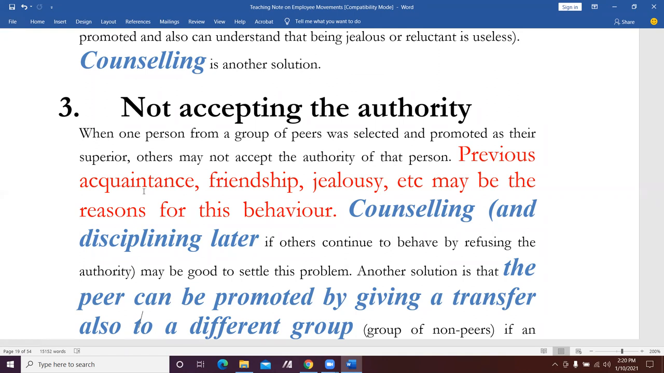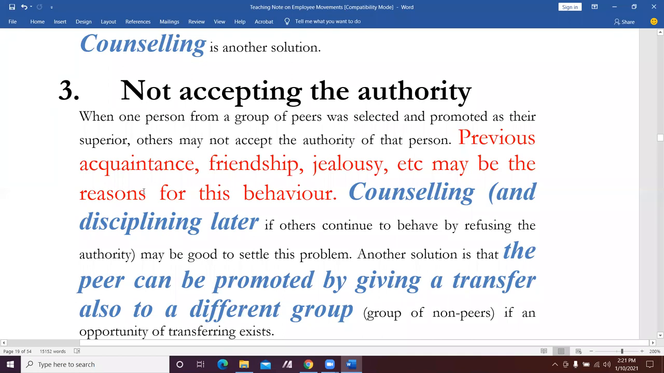Then counseling is one solution. Later we can use discipline. Another solution is that the person can be promoted by giving a transfer to a different group. So you are promoted not to the people who were your peers, some of whom are friends to you. You are promoted with a transfer to another group, where you don't have friends or previous association or acquaintance. Then hopefully you will be able to supervise them in the expected way, and subordinates are going to respect you and accept you as their leader.